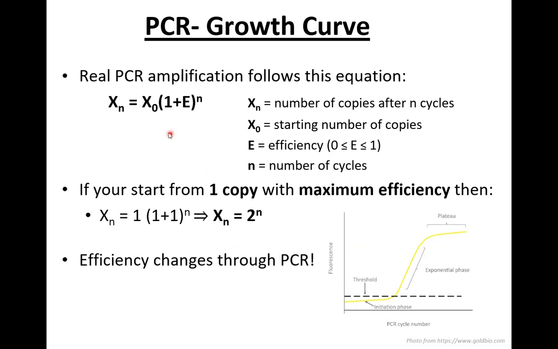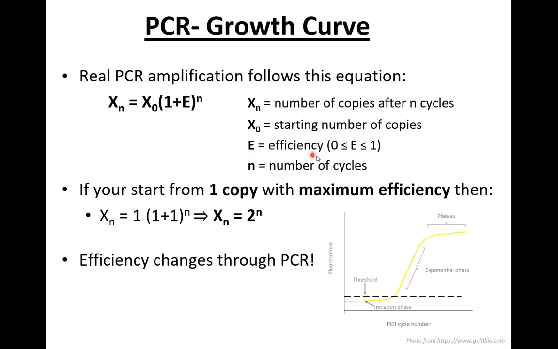And this follows ultimately this formula right here, where the final number of copies, x, after n cycles will be equal to the number of copies you had at the beginning, so x0, the starting number of copies of targets, multiplied by 1 plus the efficiency factor, with this sum being to the power of the number of cycles n. Now, it looks scary, it's actually very simple.